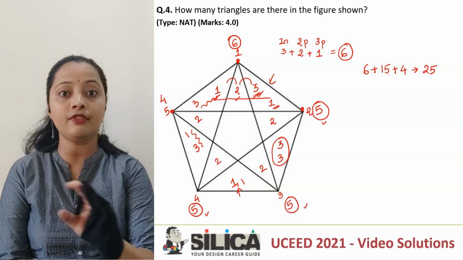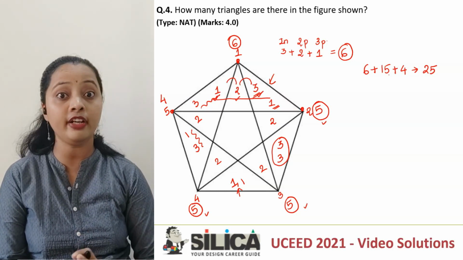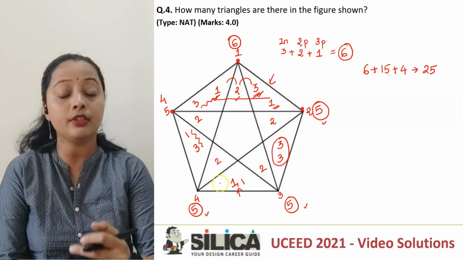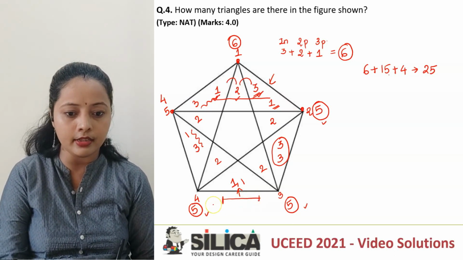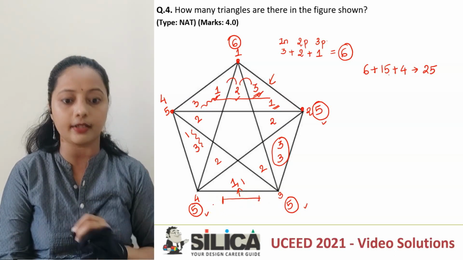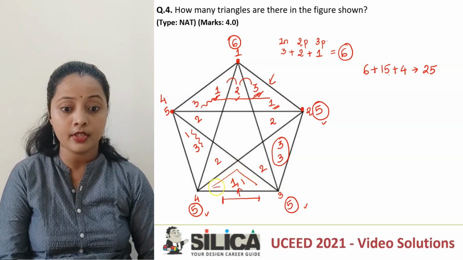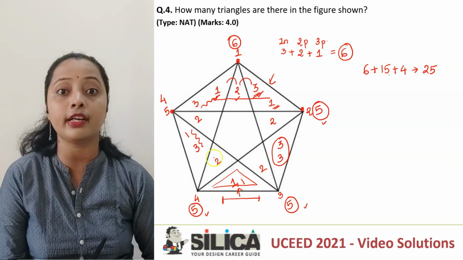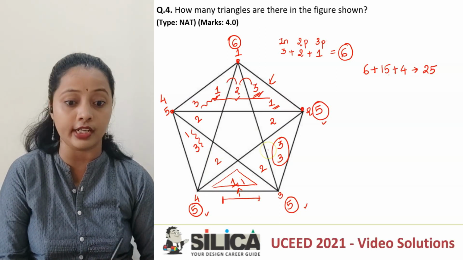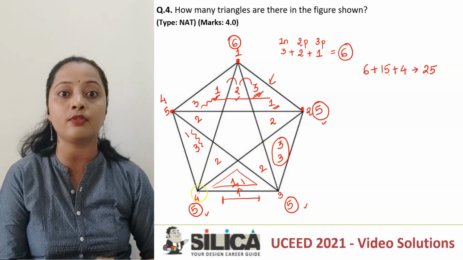So basically I've covered the outer structure of this pentagon. Now are we done? No. Count on further. Try one at a time. Now if I consider this side of the pentagon, we'll try to view the upper side of the figure. If you can see, this is a triangle here, right? But I have already counted it. So can I count it again? Not needed.